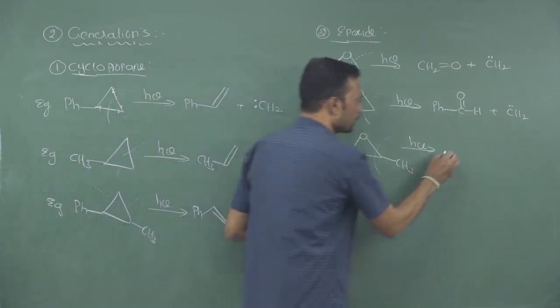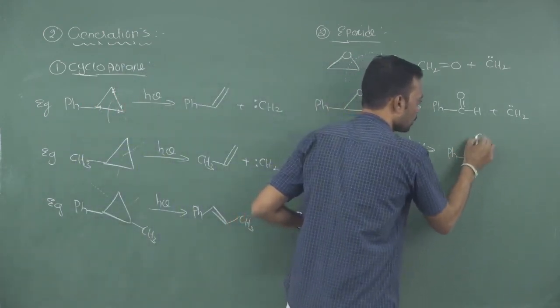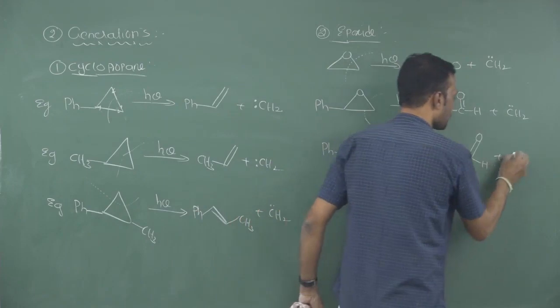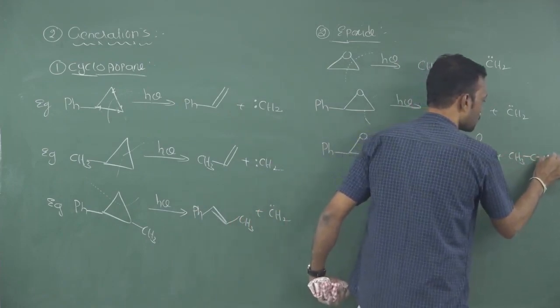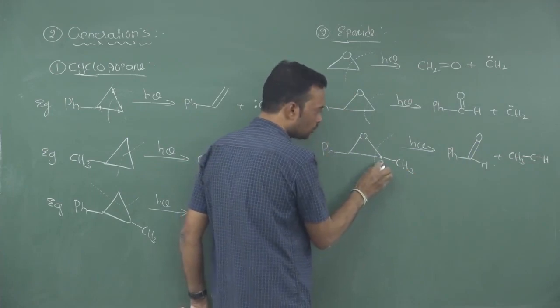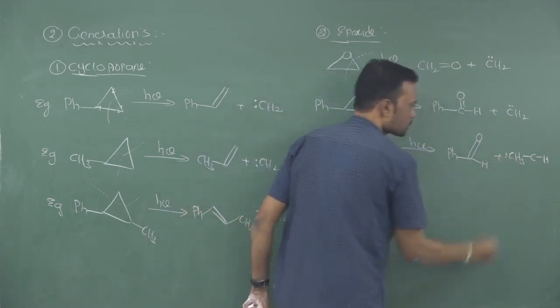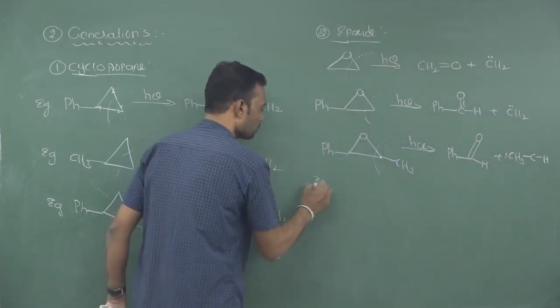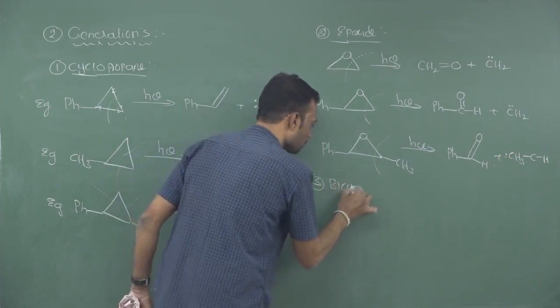If I break the right side, will you get it like this or not? Double bond O, and CH3 is connected to CH, or not? CH3 is connected to a carbon with 1 hydrogen. Now on this carbon I am writing 2 radicals. That is the answer. Now one more, by using a bicyclic compound.